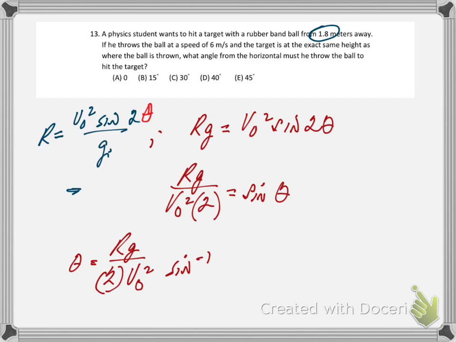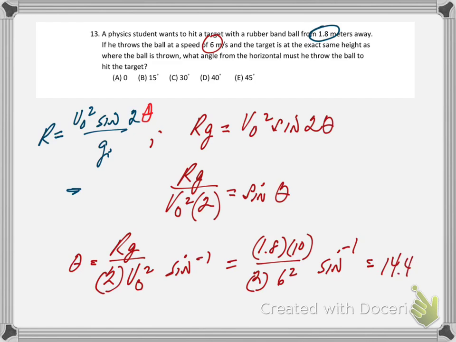inverse sine. All right. Now what we can do is plug in our numbers. So our range is 1.8 times g all over 2 times our initial velocity, which they said was 6 squared. And we have to take the inverse sine of that. And when we put that in our calculator, we come up with 14.47 degrees, which is closest to 15.